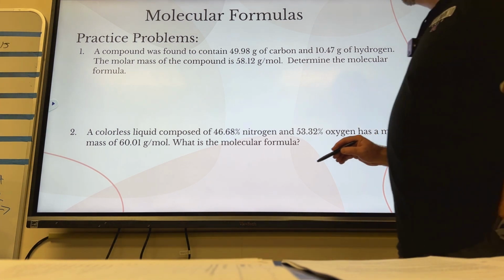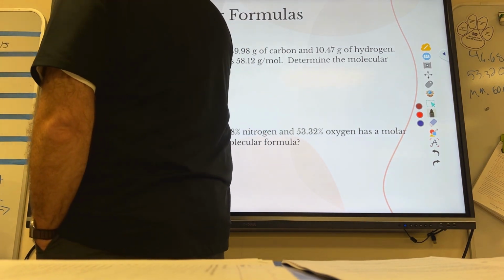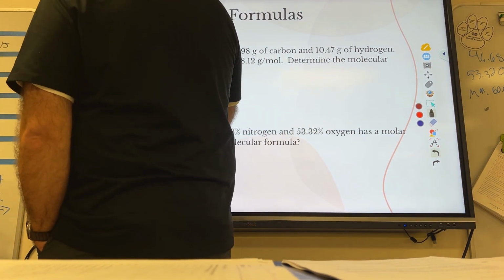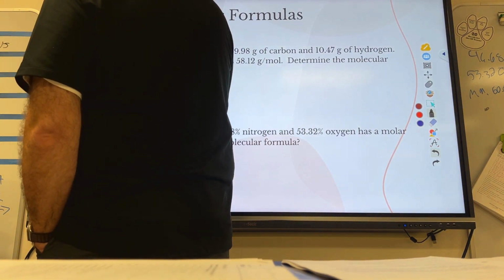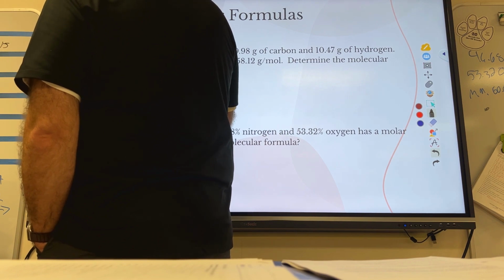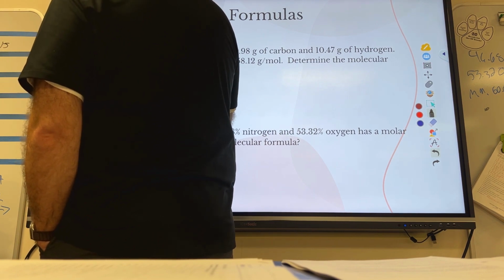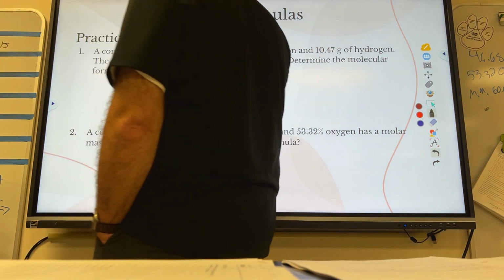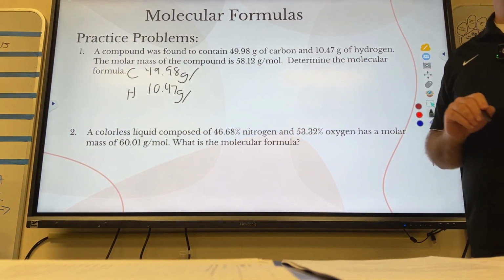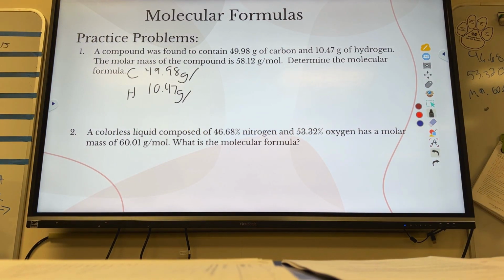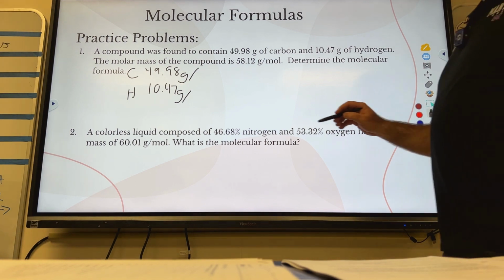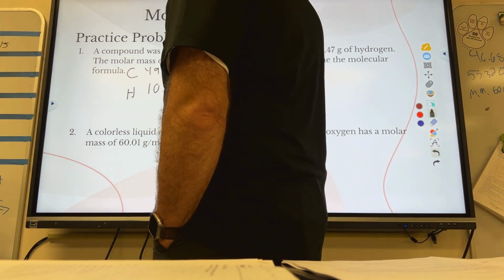So you can say, all right, I have carbon and I have hydrogen. I have 49.98 grams of that and 10.47 grams of that. And you skip right to the divide by step. There is no percent to convert. You already have the mass. By 12, divide by 1.